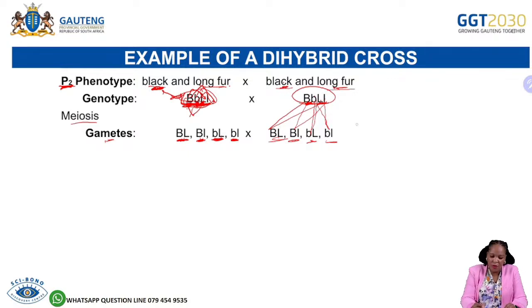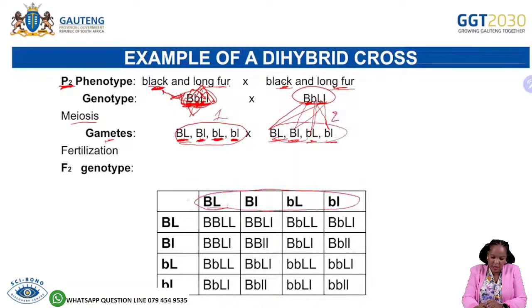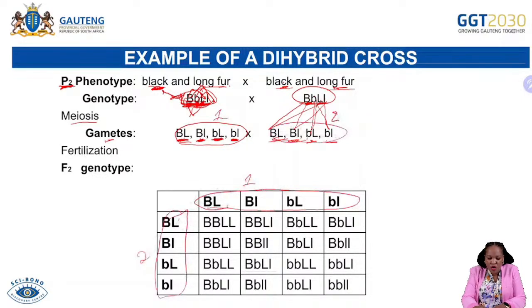Then you will put them in a cross, a Punnett square. This is where you are doing fertilization to find out all the possibilities. So let us check all our possibilities. When you take all of these and put them here, and then you take the second one, let's say this is our first parent, and this is our second parent, all the gametes. Then you cross them.